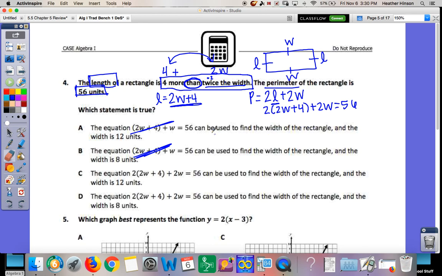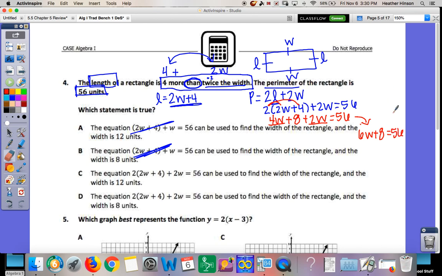And then we just want to see, it can be used to find the width, and the width is 12 units or 8 units. Which one is it? So let's solve it. Distribute it out. 2 times 2 is 4W. 2 times 4 is 8. Now what can we do? Combine your like terms. 4W plus 2W. That's 6W. Bring everything else down.